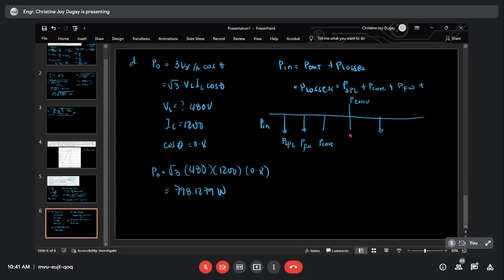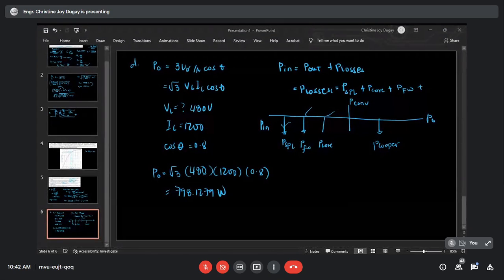Tapos meron dito yung P copper. Ayan. Memorize nyo to ha? Tsaka P output. Ang wala lang dito, okay na tayo sa friction windage, core losses. Wala namang nabanggit na SPL o stray losses. Negligible siguro kasi baka maliit lang masyado. So, ang kailangan lang natin is P copper losses.